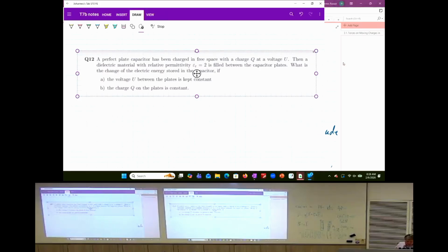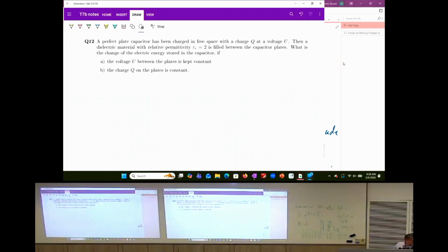So you have a perfect plate capacitor and it has been charged in a free space with a charge Q at a voltage U. Then a dielectric material with relative permittivity is filled between the capacitor plates. What is the change of the electric energy stored in the capacitor? If A, the voltage between the plates is kept constant, and B, if the charge on the plates is constant. So there are two different ways you can approach it. It makes a difference if you keep the charge or the voltage constant.